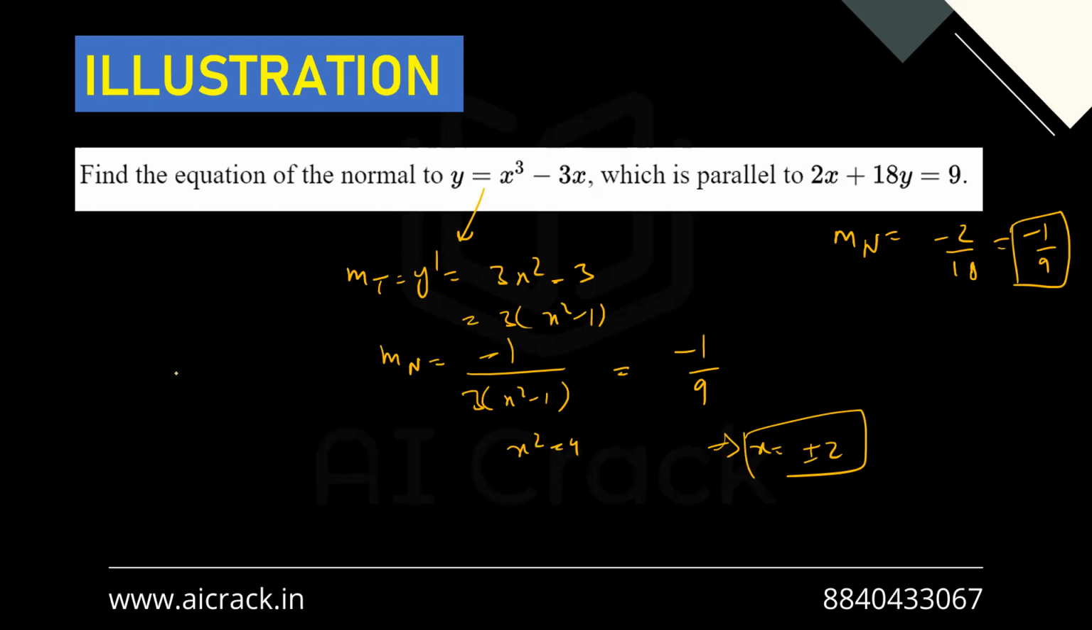Now similarly, we can find the points for y. For y, let's take case 1, x equals 2. You can solve the other case. Let's consider the positive case. So y equals 8 minus 3 times 2. So that would again give me y equals 2, right?